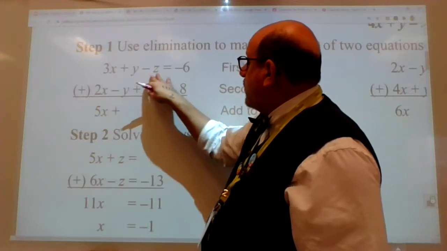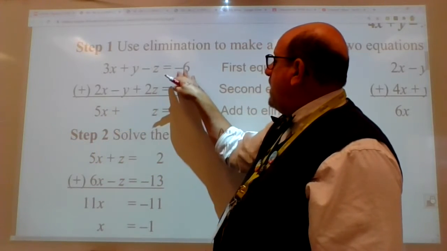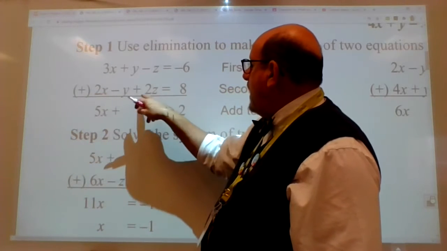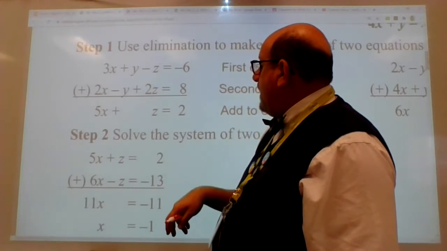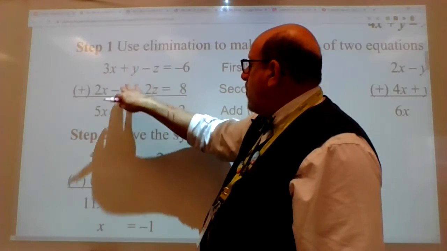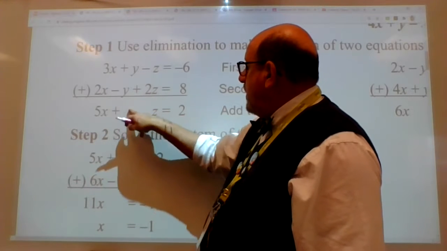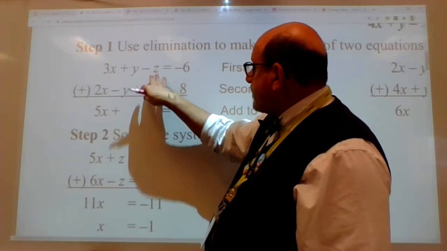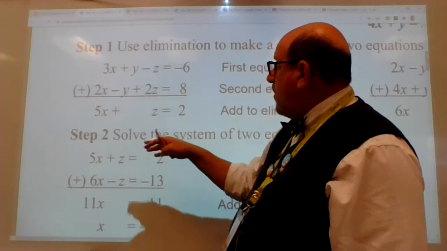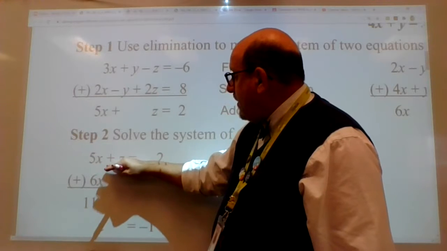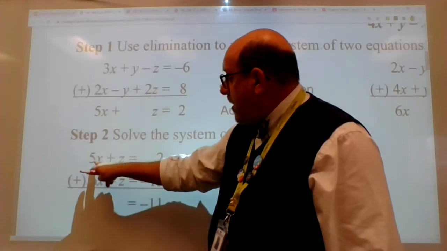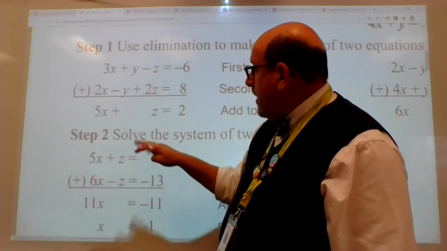Okay, so they have this first equation, 3x plus y minus z equals negative 6. And then we're going to add to it 2x minus y plus 2z equals 8. All right, if we add, 3x plus 2x is 5x, y plus negative y, that y disappears, and negative z and positive 2z give me just 1z. So we have knocked it down to one of the two that we need. We have two variables and we're good.